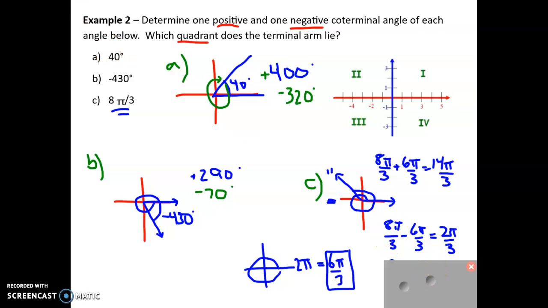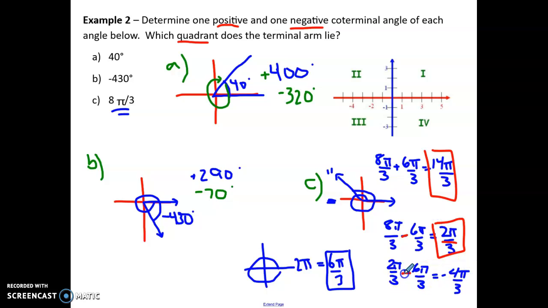When we have 8π/3 and we subtract 6π/3, we end up with 2π/3, which is still positive. So I could list either 14π/3 or 2π/3 as my positive coterminal angle. But if I subtract another 6π/3, then I get to my negative coterminal angle, which could be -4π/3. So there should be an infinite number of positive coterminal angles and an infinite number of negative coterminal angles, as you would keep going around and around the circle.